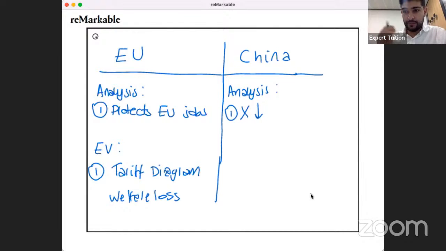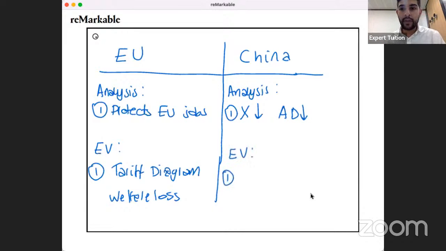Exports are a component of AD, or well, first actually before that, X minus M, China's surplus, is going to shrink. As a result, X minus M is a component of AD. AD therefore is going to shift inwards. You draw aggregate demand shifting inwards, summarize it, easy peasy, simple. Second analysis, done. Evaluation here is generic, and it will always work.